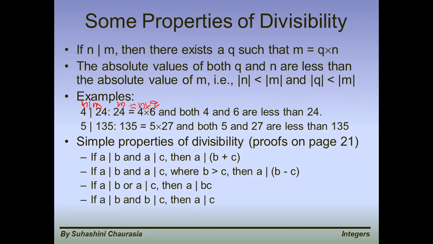Okay, so 4 sixes are 24. Both 4 and 6 are less than 24. n, that is my 4, is less than m, where m value is 24. And q is 6, and 6 is less than m, where m is 24. Okay, so how do you read it? That 4 divides 24, which is equal to m equals n into q.